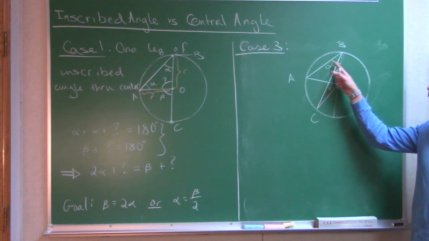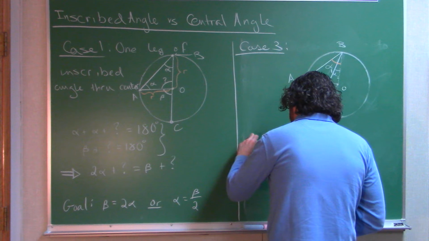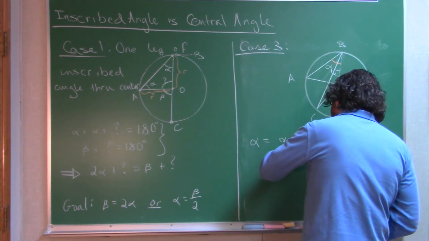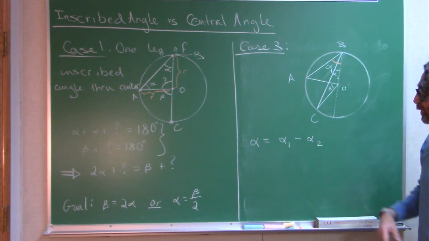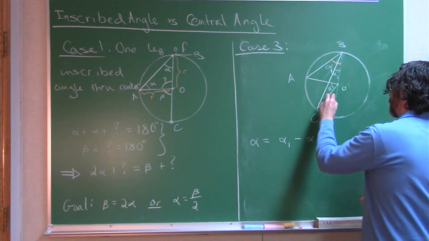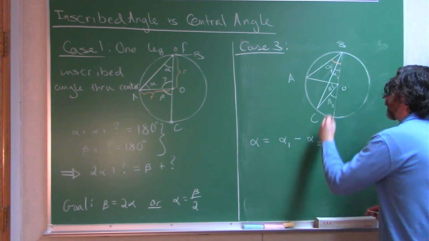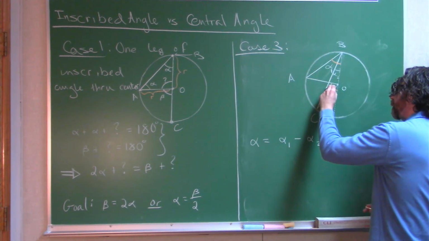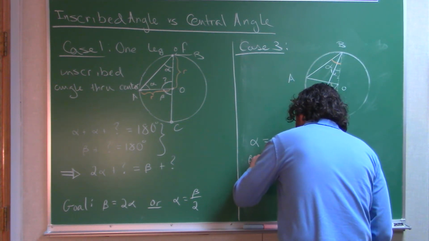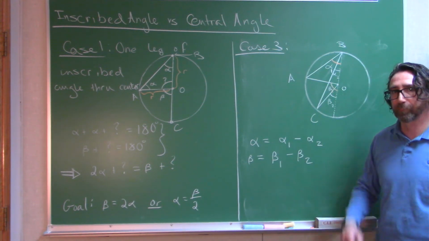Okay, see that? I added that little orange thing. So my original inscribed angle alpha is alpha 1 minus alpha 2. It's the difference of the two angles. Same thing with this. We're going to call this beta 2. And here is beta 1. So my original central angle beta is beta 1 minus beta 2.